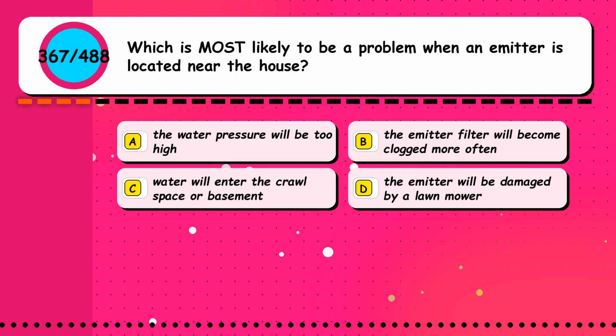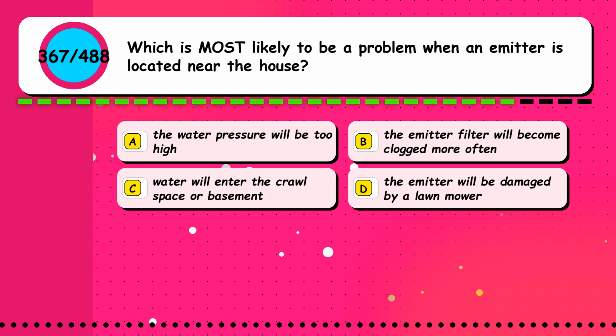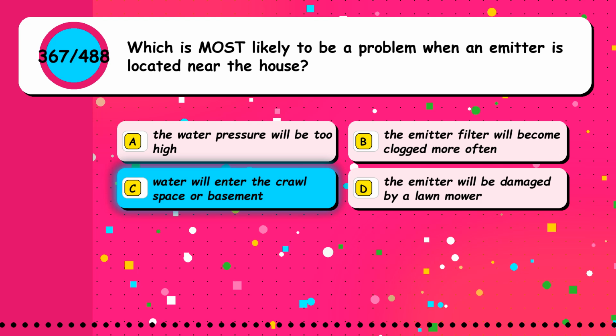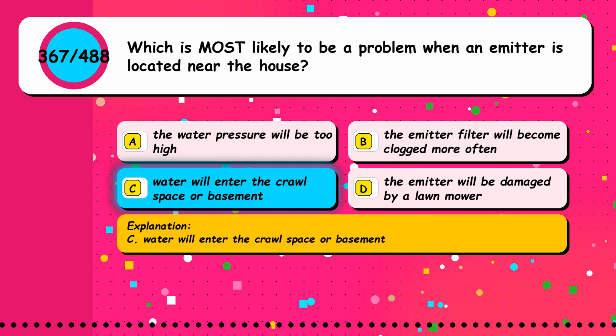Question 367. Which is most likely to be a problem when an emitter is located near the house? Option A, the water pressure will be too high. Option B, the emitter filter will become clogged more often. Option C, water will enter the crawl space or basement. Option D, the emitter will be damaged by a lawn mower. The correct answer is option C, water will enter the crawl space or basement.